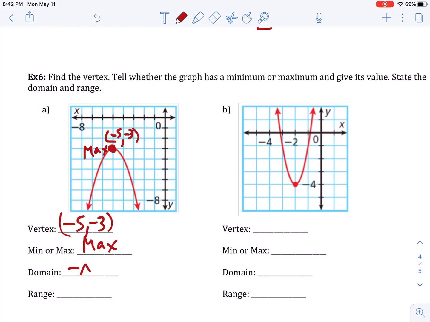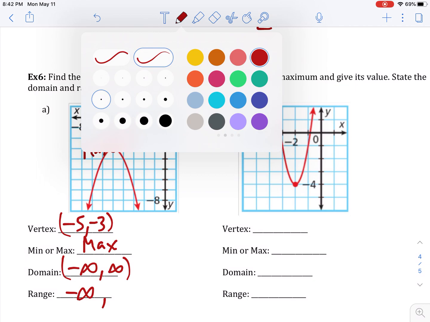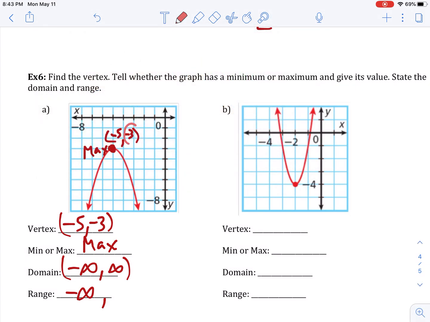The domain is always negative infinity to infinity. Always, for a parabola, it's always negative infinity to infinity. The range, now this one's going downward, so it's going to go down to negative infinity, and its highest point is this y value right here, right? The highest point that this graph reaches is this number right here. That's the highest y value. So negative infinity to -3 is your range. And the negative infinity gets the parenthesis, and the -3 gets the bracket, like that.